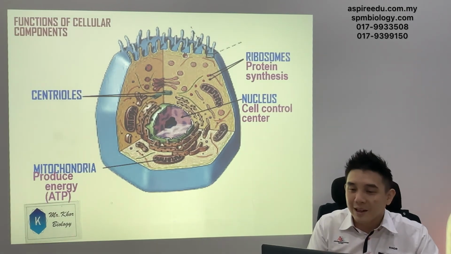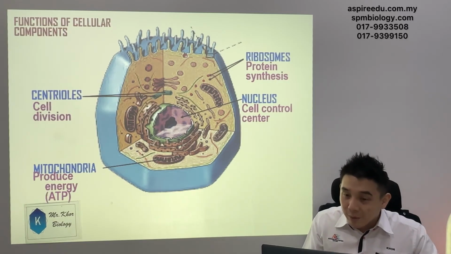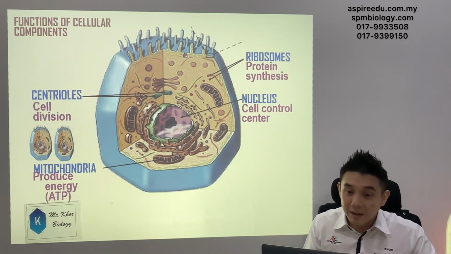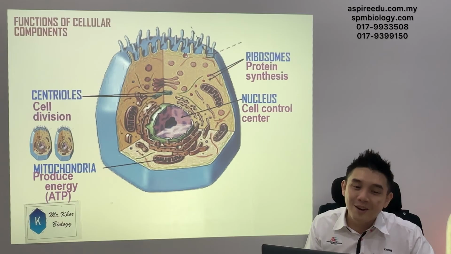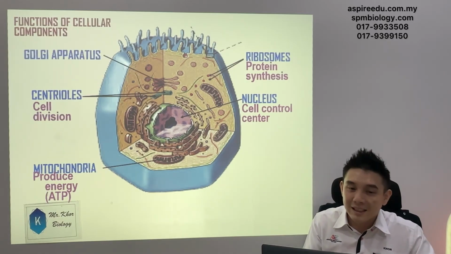Okay, so for centrals, they carry out cell division. One cell divides to become two, two become four. Yeah, cell division.